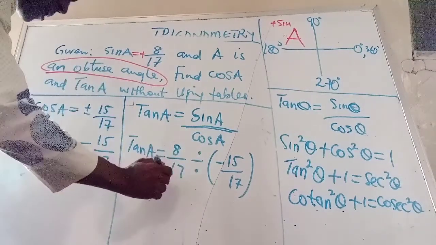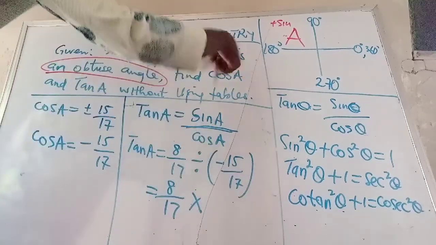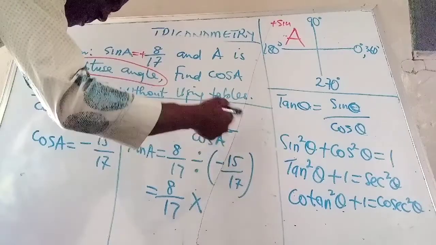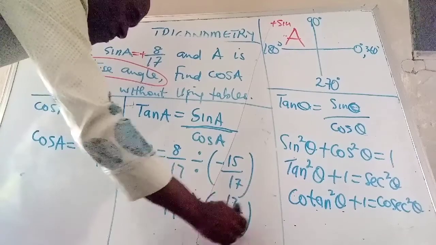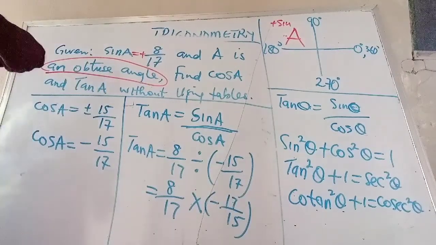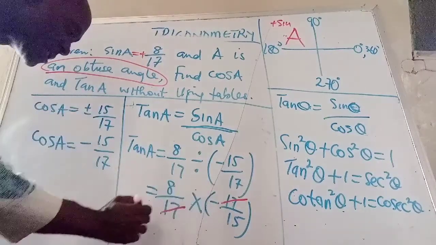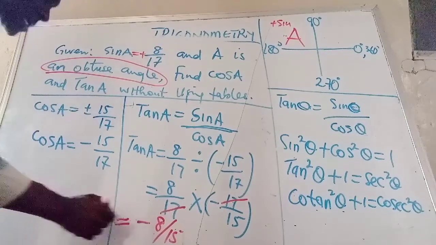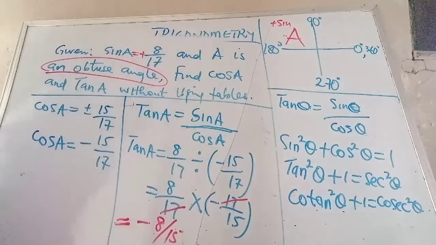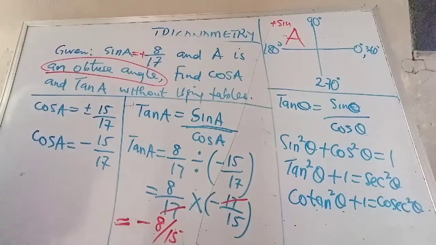So what happens? According to your arithmetic, 8 over 17, this changes to multiplication and this one flips, that is reciprocate, that would be negative 17 over 15. 17 will cancel 17. So answer will be negative 8 over 15. That is the value of tan of A. Negative 8 over 15. Of course, it has to be negative because tangent will be negative here in this quadrant.